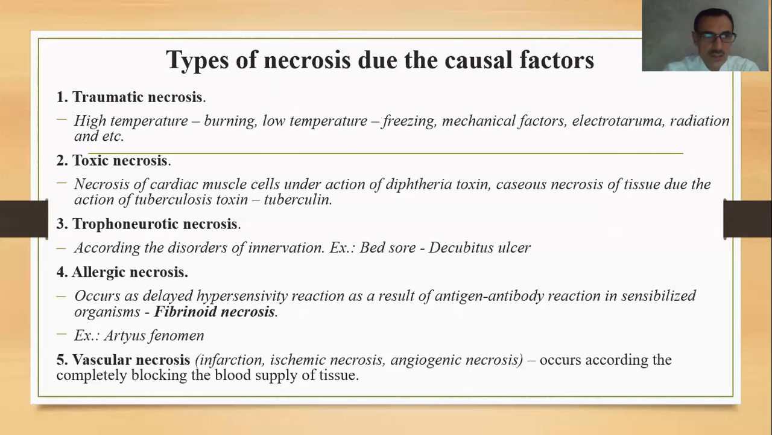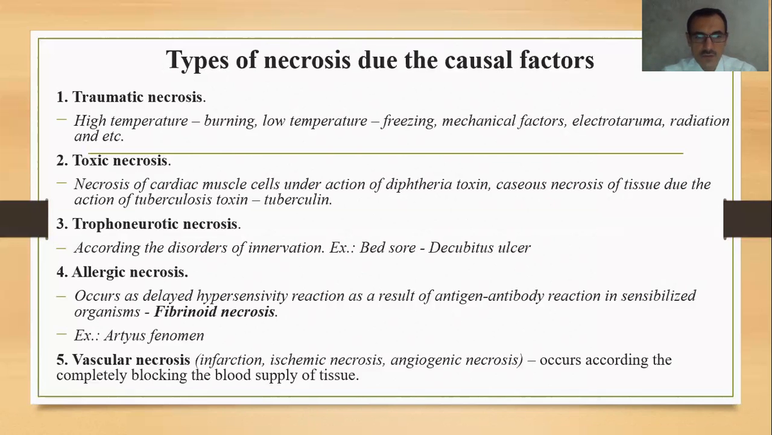Third one, trophoneurotic necrosis. For example, according to disorders of innervation, such as bed sores. Fourth, allergic necrosis. Allergic necrosis occurs as a delayed hypersensitivity reaction as a result of antigen-antibody reaction in sensitized organisms. For example, the fibrinoid necrosis in the Arthus phenomenon.